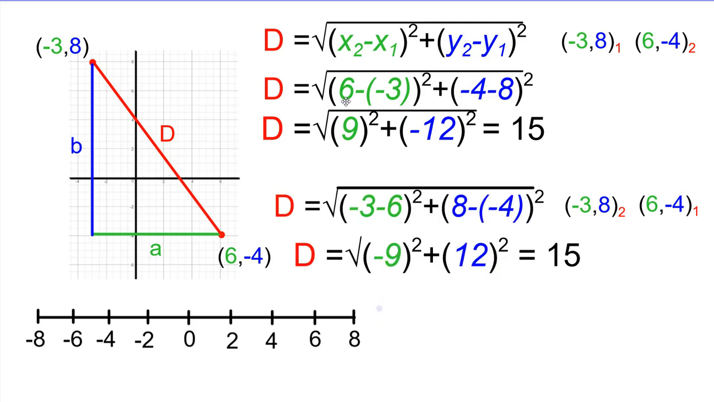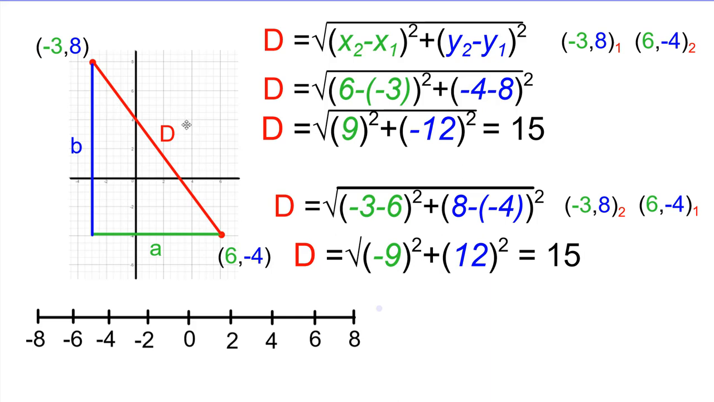So now instead of 6 minus negative 3, it's negative 3 minus 6, and it switched the order of these two as well. And so now instead of 9 and negative 12, we get negative 9 and positive 12. But when we square them, again, the negatives become positives anyway, so we get the same exact answer of 15. So it really doesn't matter the order in which you put those in, because when we change the order across subtraction, all it does is give us the opposite, like from 9 to negative 9, but when we square it, it doesn't matter.